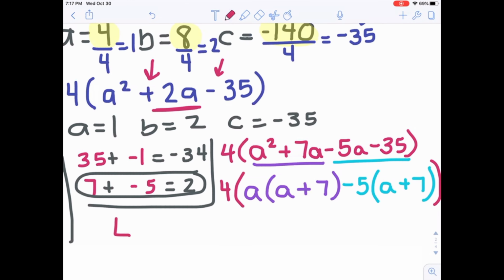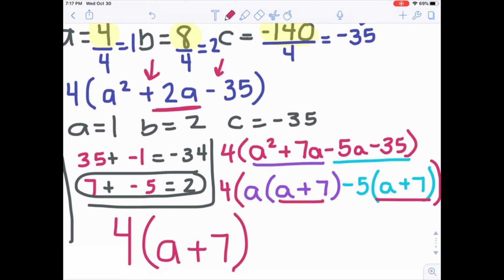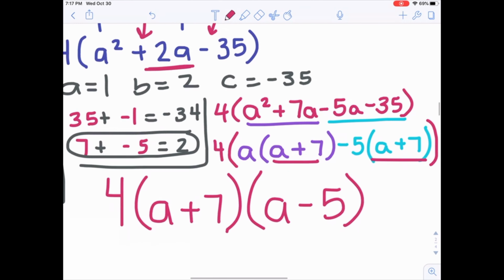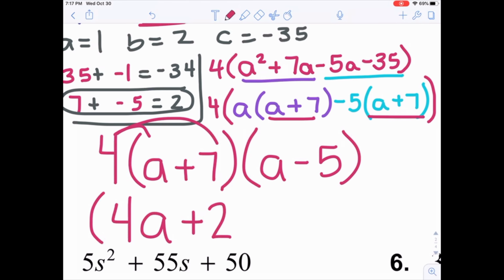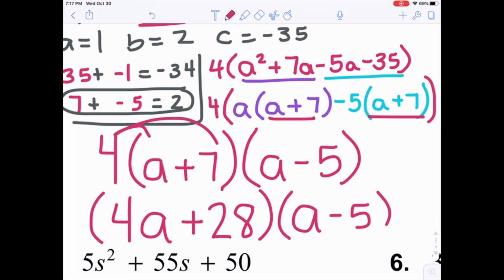So my final answer is going to have 4 times, what do they have in common? A plus 7 times a minus 5. If you really feel like it, you can also multiply or distribute that 4 back in, and you could also get an answer of 4a plus 28 times a minus 5. These two things are equal, so either answer is acceptable.